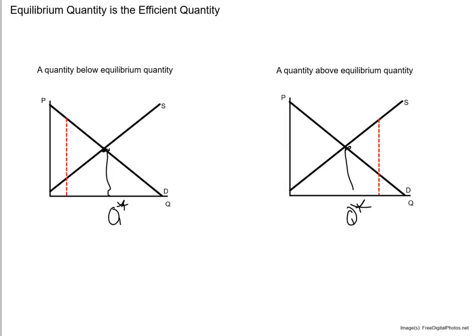We want to consider two different outcomes. On the left, let's consider a level of production, a quantity that's below market equilibrium. On the right, let's consider a level of production, a quantity of production, that's beyond market equilibrium.